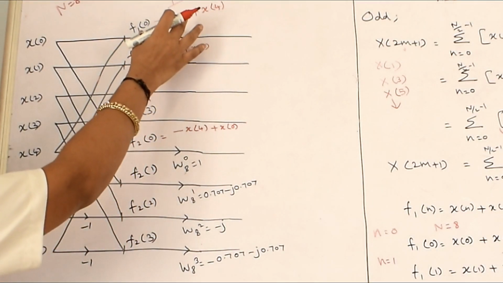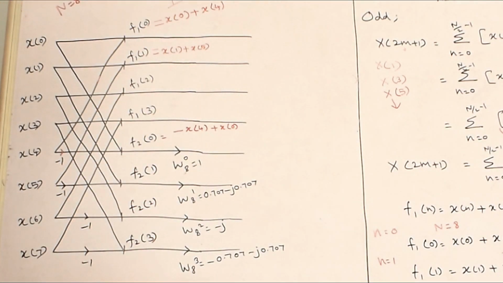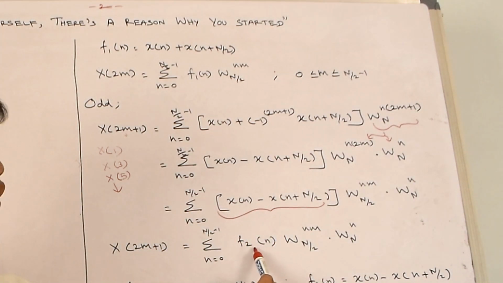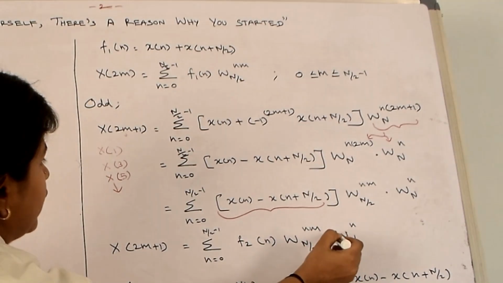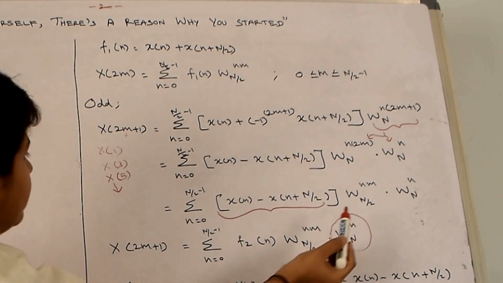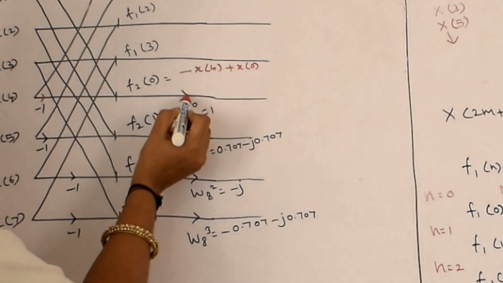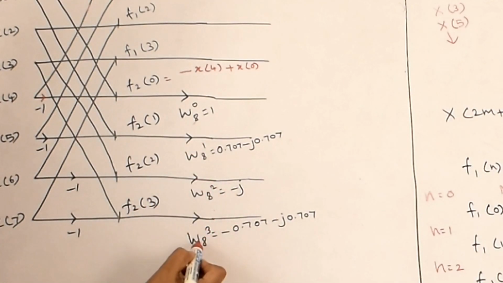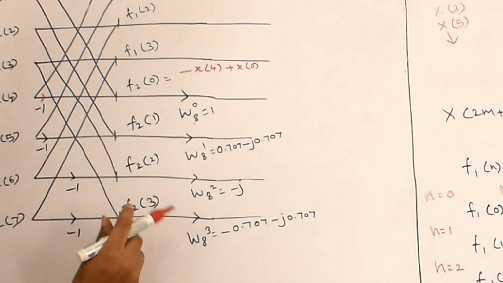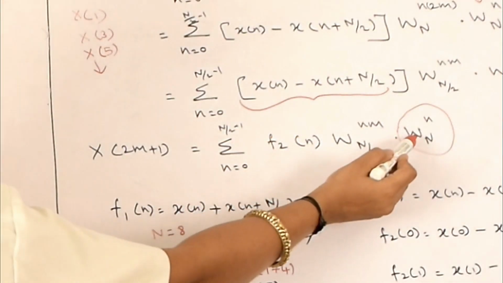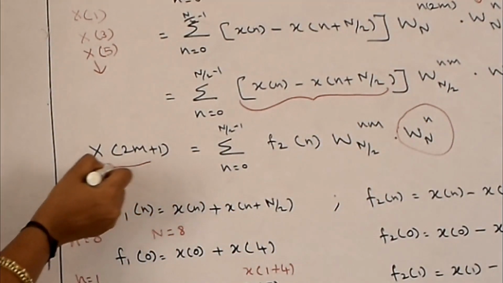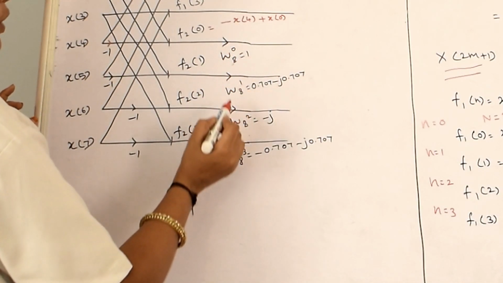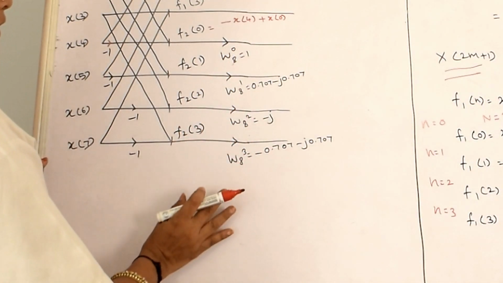So this is your first stage of computation in the DIF algorithm. Now look at your expression. Along with f2 of n, you have the twiddle factor W_N power n. So I am multiplying with W8 power 0, W8 power 1, W8 power 2, W8 power 3 here. Understood? Here we have W_N power n in this odd expression, so I am multiplying this term with W8 power 0, W8 power 1, W8 power 2 and W8 power 3.